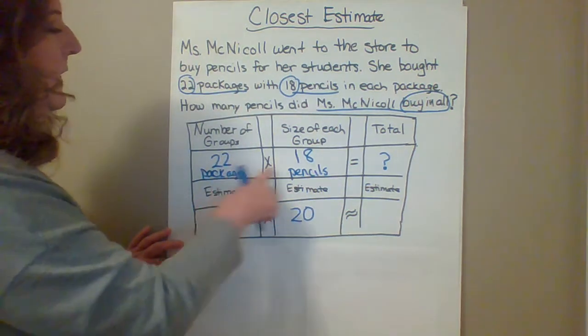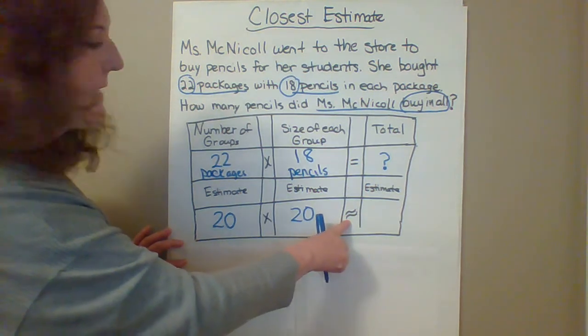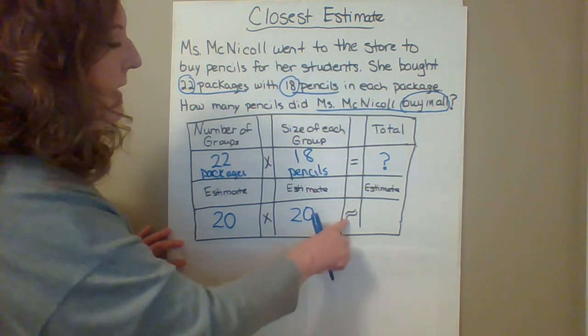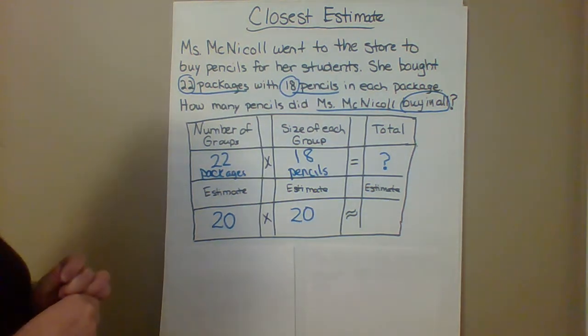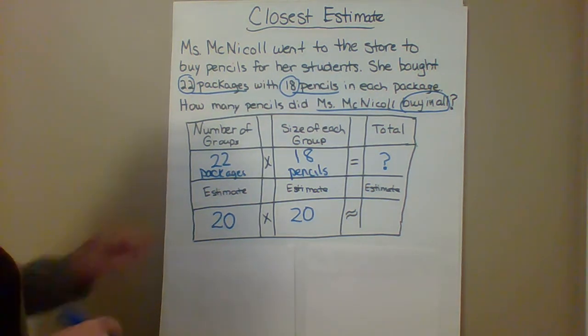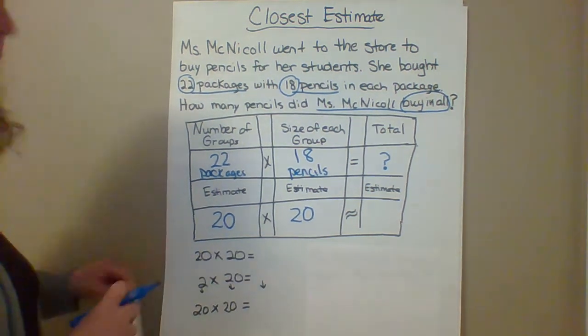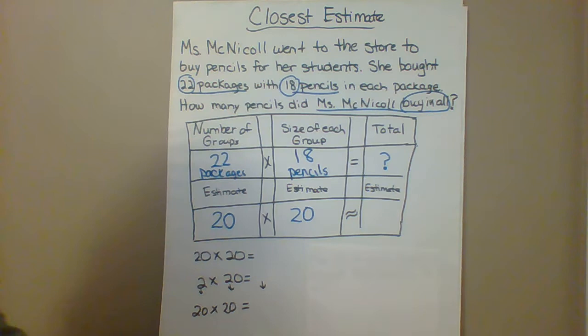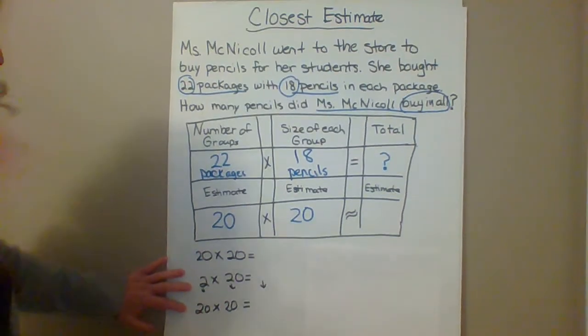Now, here's our actual problem. Here's our estimate. If you notice, my equal sign isn't an equal sign. It's like that. It just means as close to. So we're not going to actually find the answer. All right. So let's go ahead and work on how we would solve this problem. We're trying to solve 20 times 20. So let's use this to help us out.